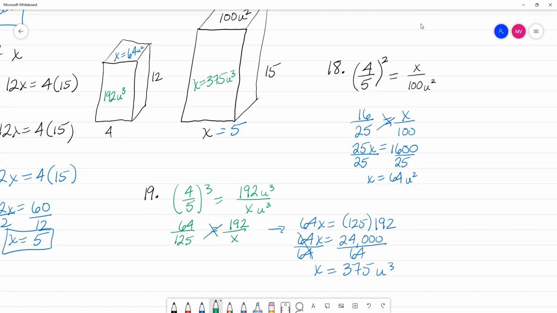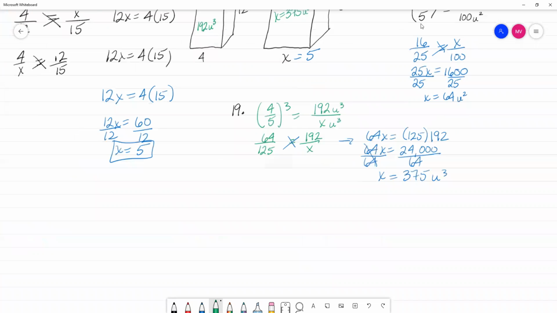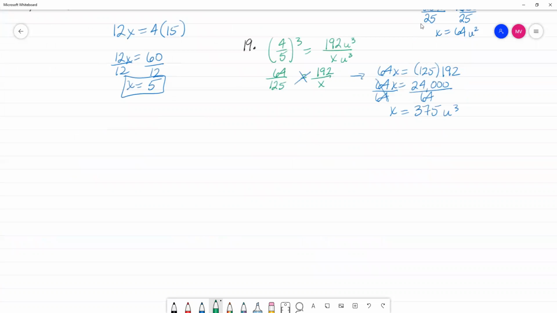Okay, let's do one more. Let's look at this scale problem at the bottom, and then I'll let you guys go. Shouldn't take 5 minutes. All right, so in this case, the distance between Sun Valley and Johnstown is 55 miles. And on a map, the distance is 10 inches. So determine the scale of the map.